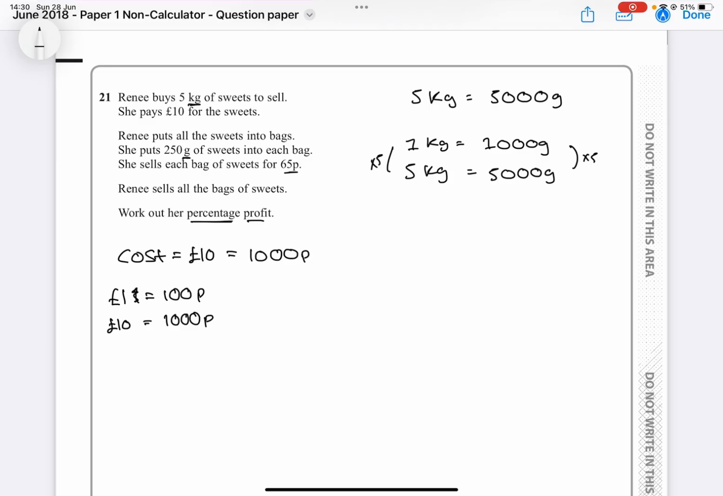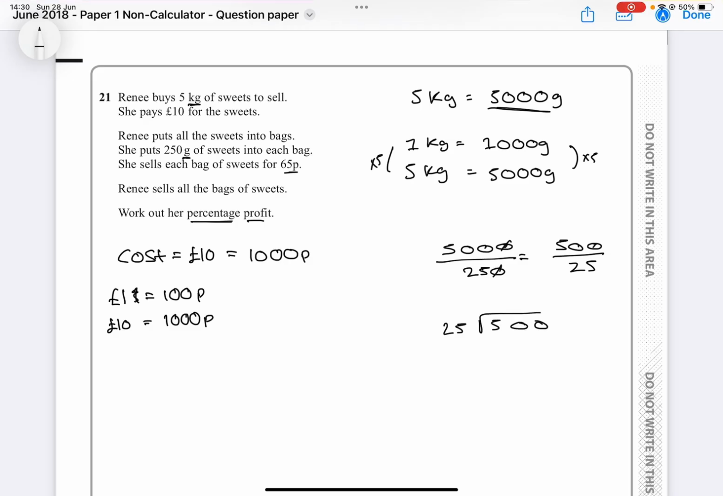Now, first of all, I need to work out how many bags she actually makes. I know that each bag has 250 grams of sweets in it. In total, she has 5,000 grams. Okay, so I can just do 5,000 divided by 250. Now, these zeros will just cancel, so that means 500 over 25. I can use the bus stop method for this now.